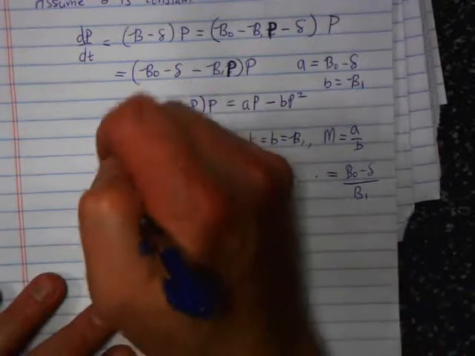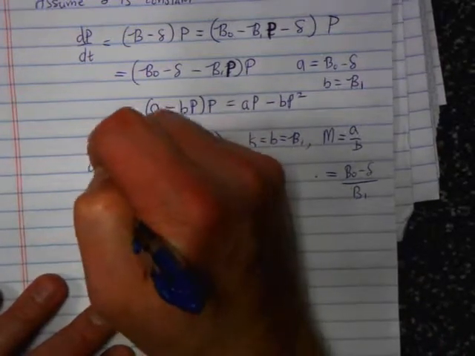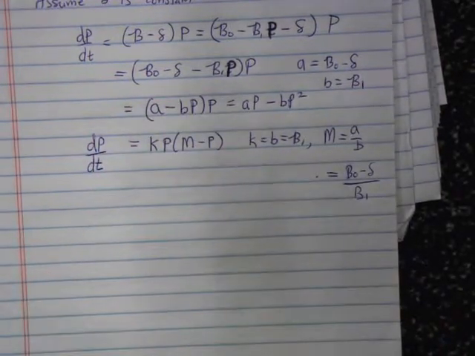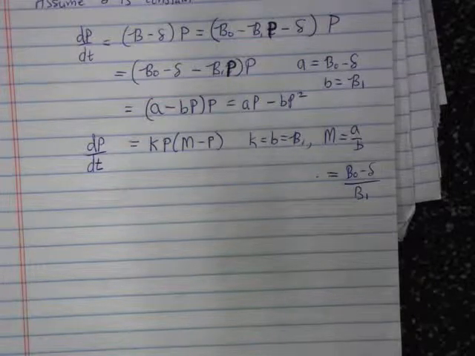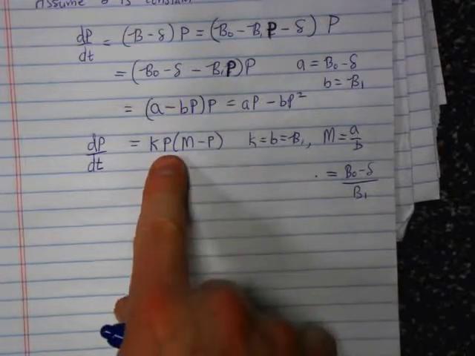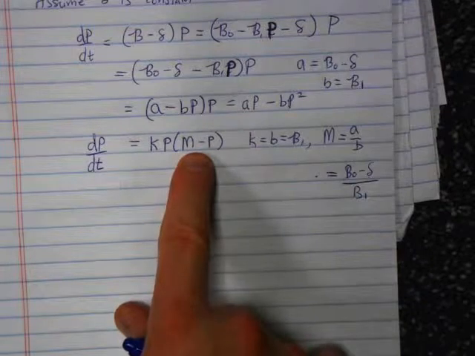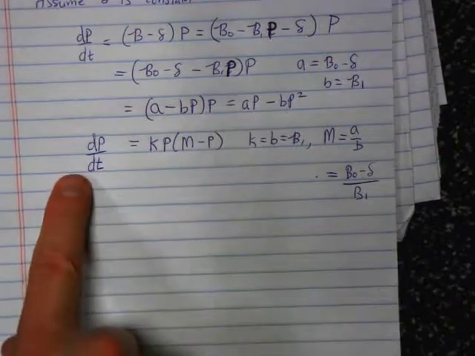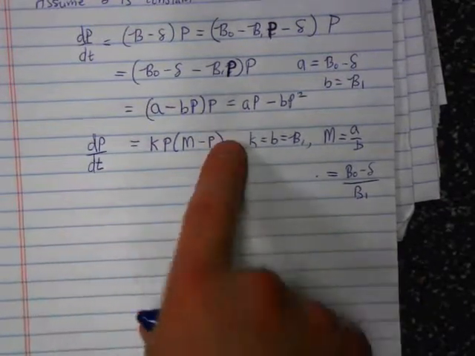Big question is, what kind of differential equation is that? Separable. Why separable? Because you can move stuff around. I can divide by the P and divide by the M minus P, and then I have all the P's on the left, and I can multiply by the dt. It is separable.